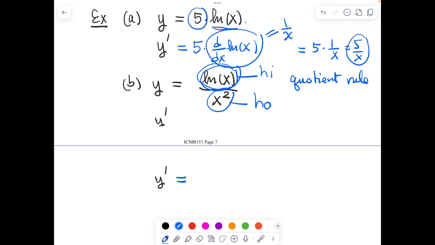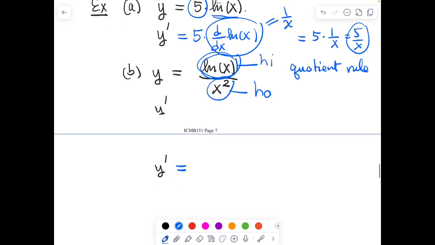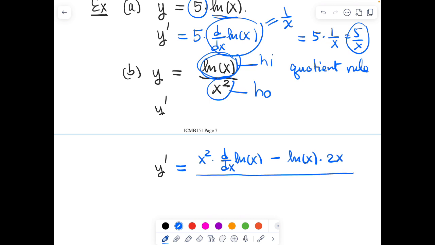So the quotient rule: low d high minus high d low over low squared. So x squared is the low. Differentiate high, so differentiate ln of x, minus high, which is ln of x, times d low. Differentiate low, differentiate x squared, you get 2x, over low squared, which is x squared to the power of 2. Now you can see that we need to know the derivative of ln of x, which we just studied. It's equal to 1 over x.